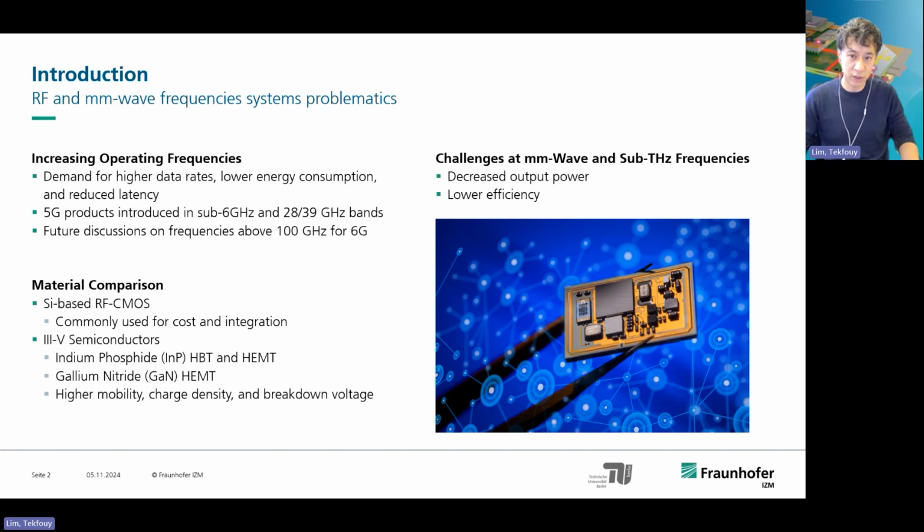Mainly because of the high demand for data rates, low power consumption, and also to reduce the latency on the different telecommunication systems. We saw already that 5G products go above 10 gigahertz, also reaching 40 gigahertz bands. And for 6G applications, the operating frequency will be above 100 gigahertz.